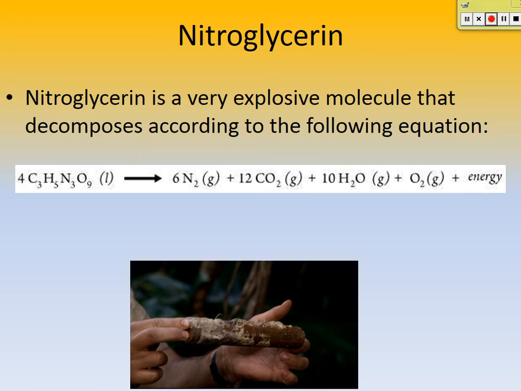Nitroglycerin. This is a very explosive molecule that decomposes according to this equation. So let's look at it. This is nitroglycerin right here. Which phase is it in? The liquid phase. How many moles do I have? So we have 4 moles in the liquid phase on the reactant side.